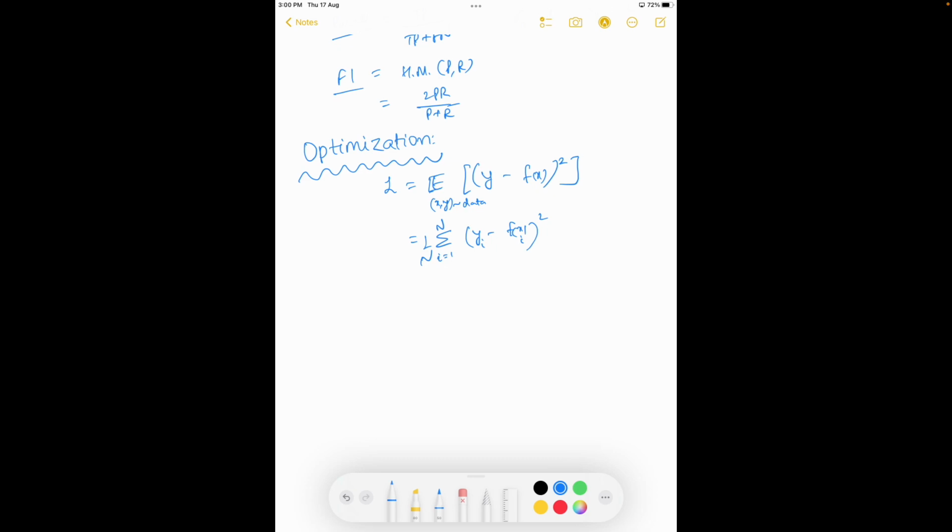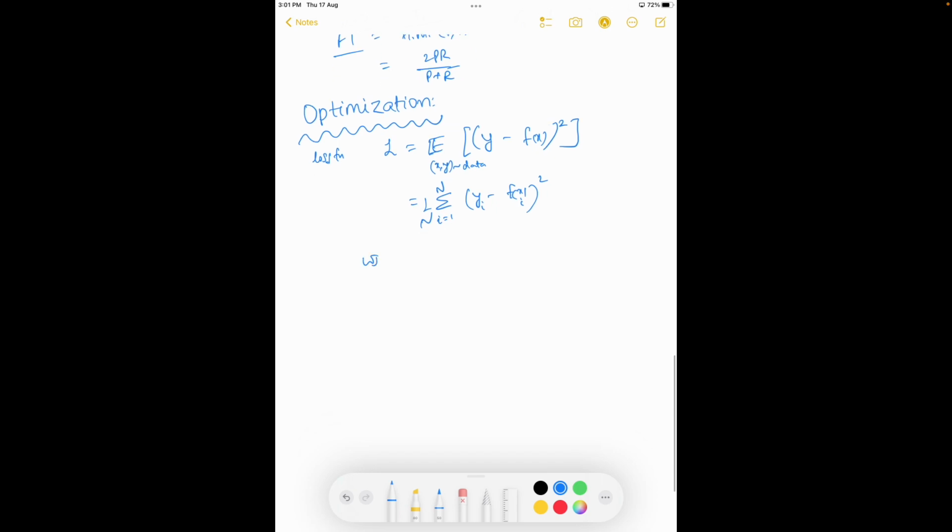So the expected value of (y minus f(x)) squared. What is y? y is the ground truth. What is f(x)? f(x) is the model output. And L is the function which you want to minimize. It's called the loss function. It's a function of the parameters, and you want to minimize it with respect to the parameters. So finally your parameters W will be equal to argmin of L. L is a function of W given the data.